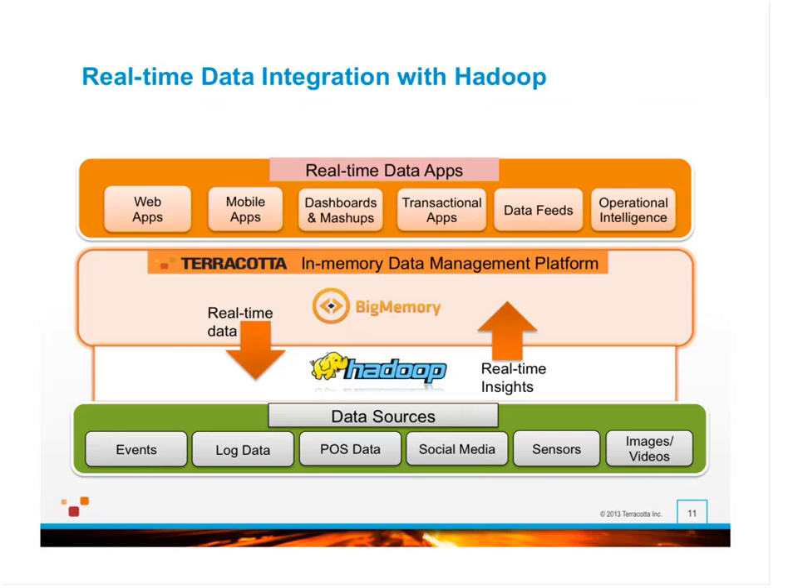So Manish, it looks like it's almost creating a virtuous cycle, where the transactions are being fed into Hadoop very quickly so that Hadoop's insights are as current as they can possibly be. And then those insights are fed back into your in-memory data platform, BigMemory in this case, so that transactional applications have access to those insights as quickly as possible. Is that what you're talking about?